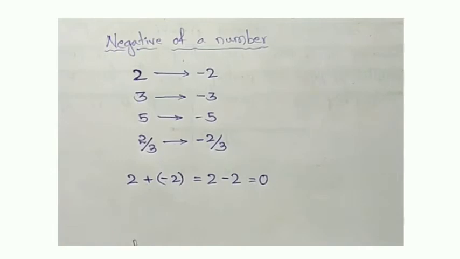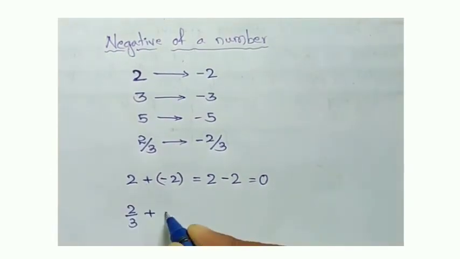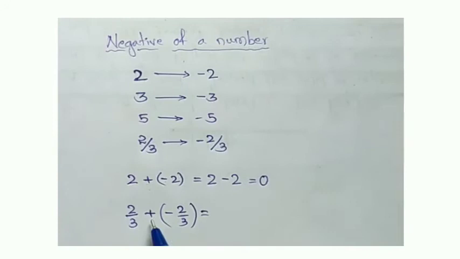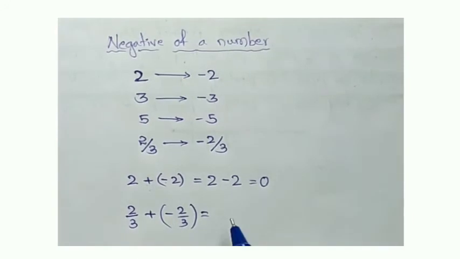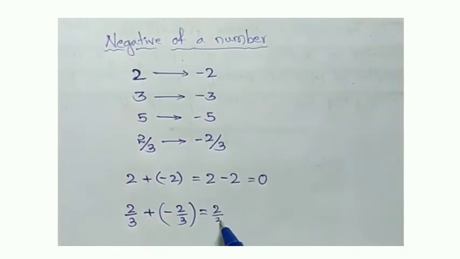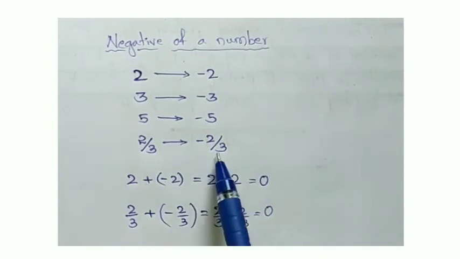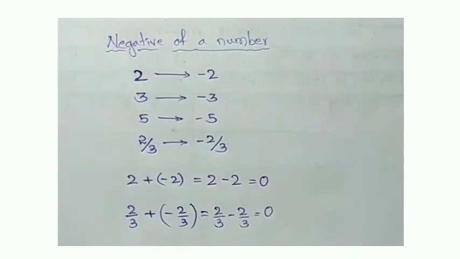Let's take another example. Here 2 by 3 is there, plus of minus 2 by 3. What will we get here? 2 by 3 plus of minus, plus into minus, again we will get minus 2 by 3. So 2 by 3 minus 2 by 3, what will we get? It will be 0. That's why we can say minus 2 by 3 is the additive inverse of 2 by 3.